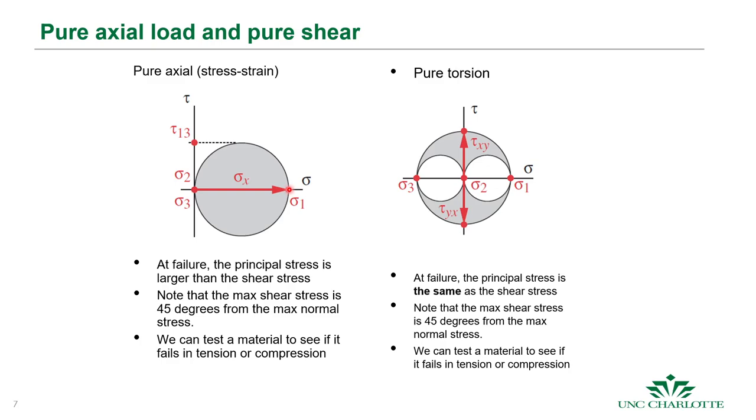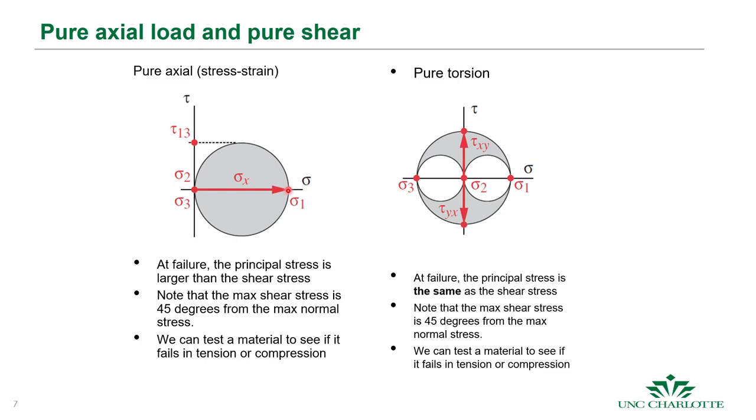And what's important to recall is that on the Mohr circle, this is actually twice the angle in practice. So this 90 degree angle between the principal stress and the shear stress actually means in practice that it's 45 degrees. The max shear stress occurs at 45 degrees from the principal stresses. Okay.